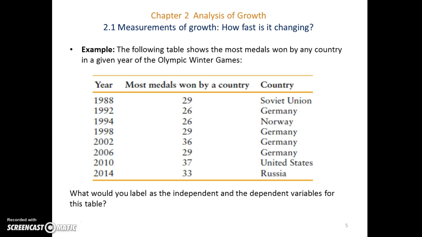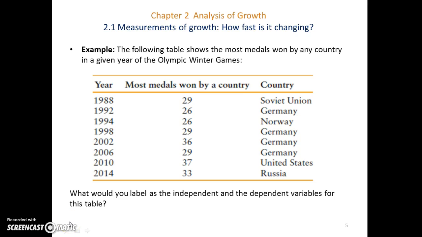Let's take a look at an example. The following table shows the most medals won by any country in a given year of the Olympic Winter Games. In the left column we have a year. The middle column contains the number of medals won by a country, and the right column contains the country. What would you label as the independent and the dependent variables for this table?